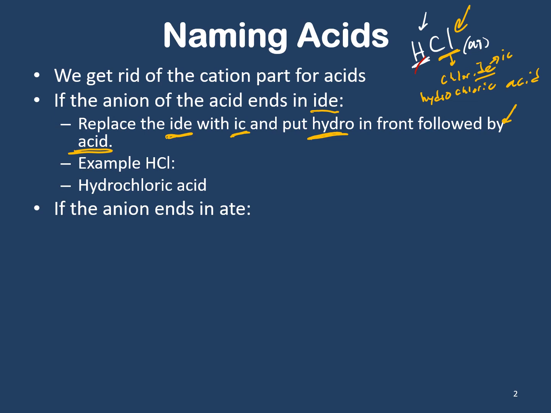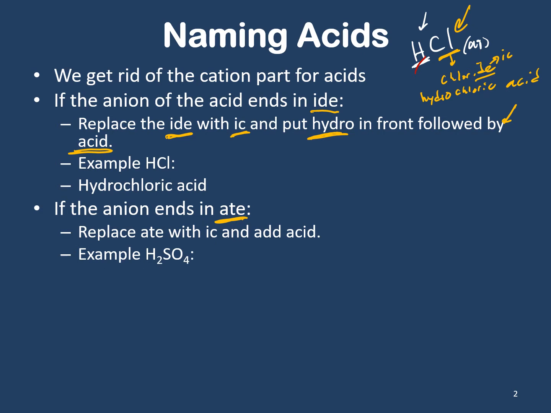If the anion ends in ATE, for example, H2SO4, we have a rule here. It's different from the previous one. The only time we ever use the prefix hydro is for our anions that end in IDE. All the other acids do not use it. They just change one thing. So in this case, I change ATE to IC if my anion ends in ATE. Sulfate, SO4 2- ends in ATE. So we know this guy is sulfate.